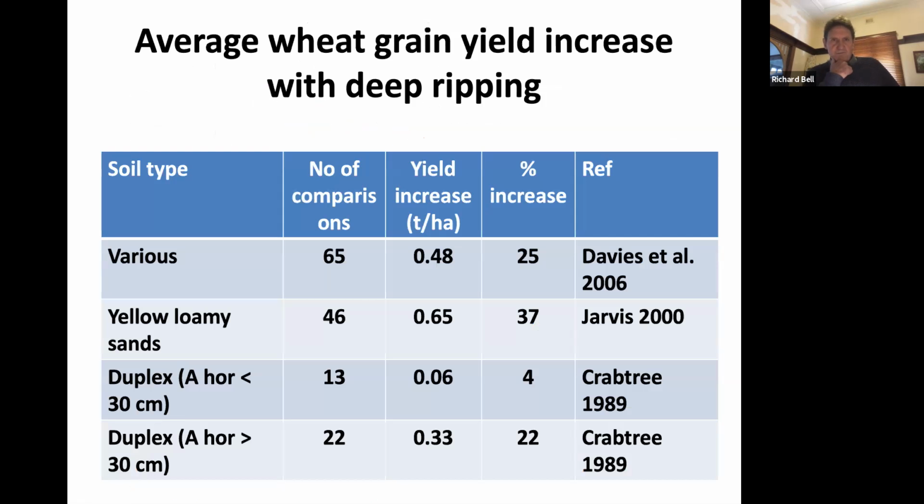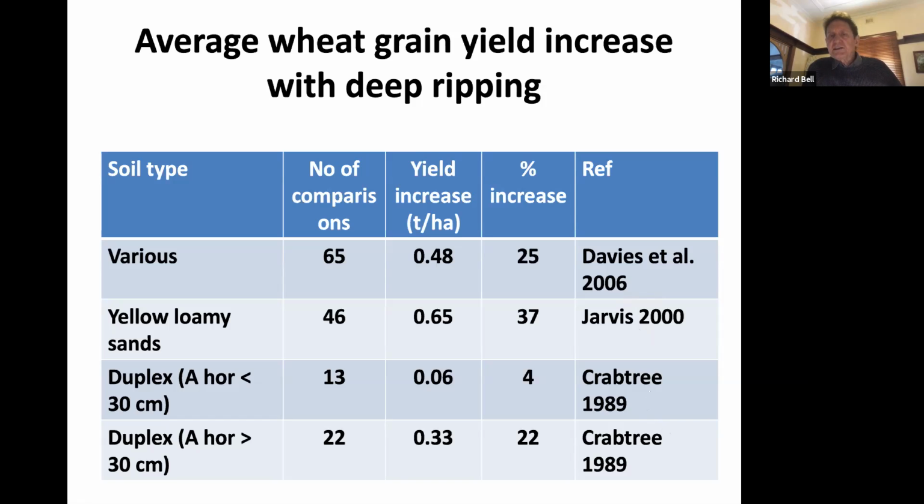And these are some yield increases from experiments done by DPIRD over the years. Some old work that Bill Crabtree did in the 1980s, and then more recent work of Ron Jarvis and then Steve Davies. And you can see these are quite impressive improvements in yield, half a tonne or more.